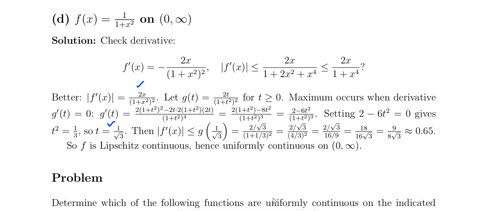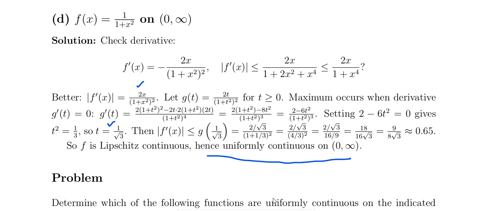Okay, so இதுக்கு maximum occur ஆகுதுன்னா the f dash of x has the maximum, that is the modulus of this one is less than or equal to g of 1 by root 3. இதுக்கு maximum occur ஆகுதுன்னா the f dash of x is bounded for all x belongs to 0 comma infinity. So therefore this is the uniformly continuous on 0 comma infinity.